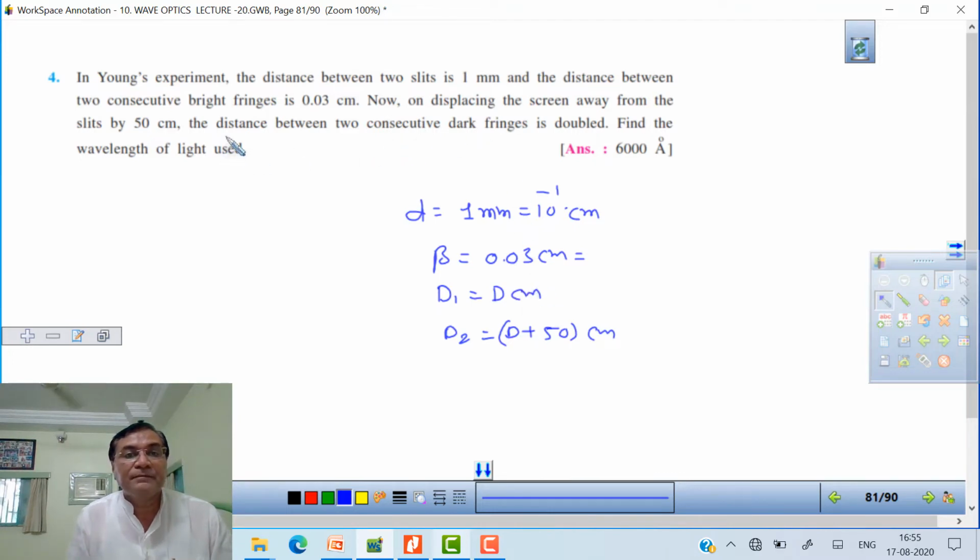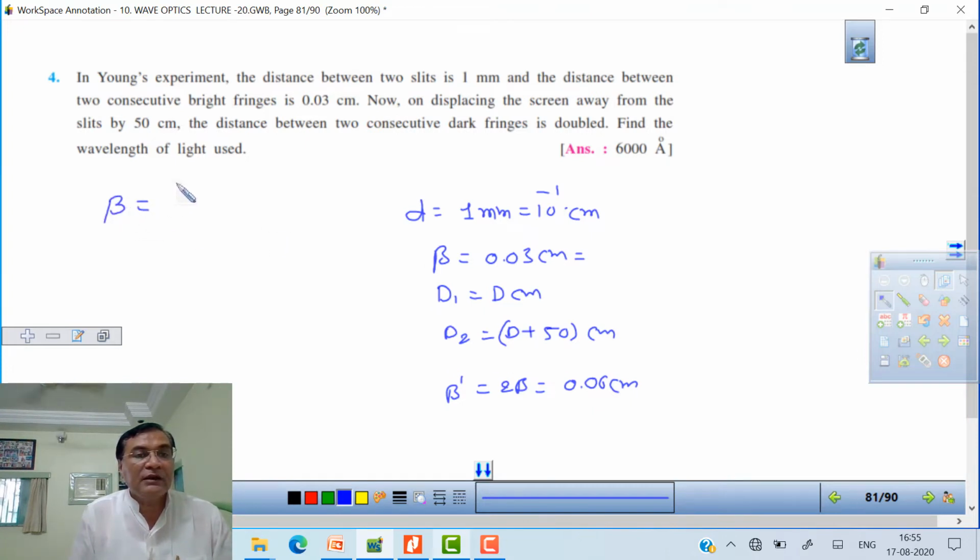This is in centimeter. The distance between two consecutive dark fringes is double. So this is beta, this much. So now beta prime becomes 2 beta. It means that 0.06 you can write. This is 0.03, so double is 0.06. Or you keep 2 beta, no problem. Find the wavelength of the light used.